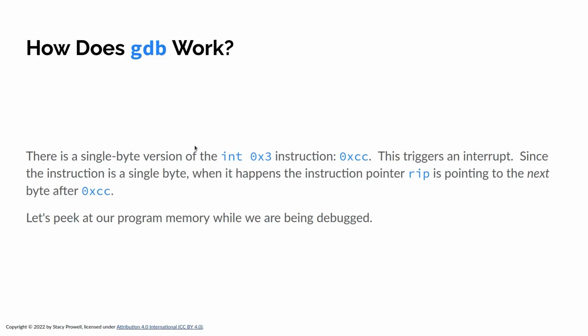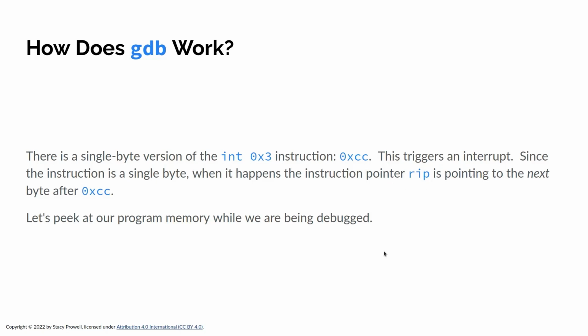So int3 is unique because there's a special single byte opcode devoted to int3, and it's this one, CC. And obviously, it's an interrupt instruction, so it triggers an interrupt. Since the instruction is a single byte, whenever the interrupt happens, the instruction pointer, RIP, is holding a pointer to the next byte immediately after CC. So if you wanted to know where the interrupt happened, you would just subtract 1 from RIP, and you would know the address of the interrupt.